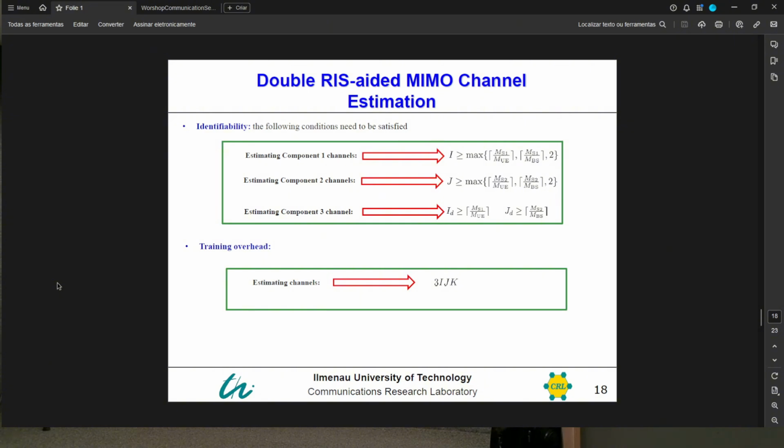And for accurate channel estimation in least square sense. And then for the training overhead, assuming that this ID and JD are equal to I and J respectively, then it means that the training overhead required to estimate these channels effectively is given as 3IJK, which is equal to 3L, because this is the number of training subframes that we have.